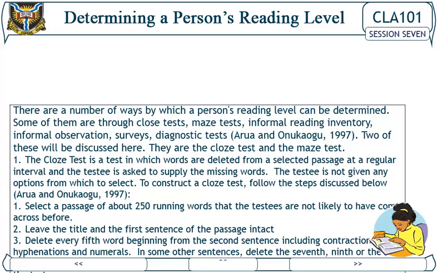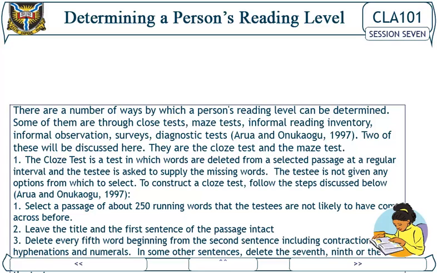Arua and Onukaogu, 1997. 1. Select a passage of about 250 running words that the testees are not likely to have come across before. 2. Leave the title and the first sentence of the passage intact. 3. Delete every 5th word beginning from the second sentence, including contractions, hyphenations, and numerals. In some other sentences, delete the 7th, 9th, or the 11th word. The fewer the number of words in between the deletions, the more difficult the test.